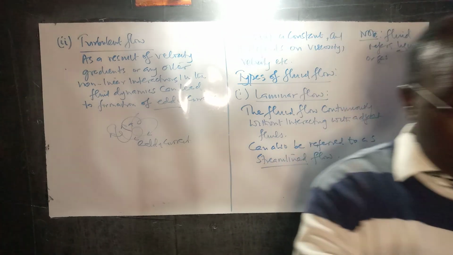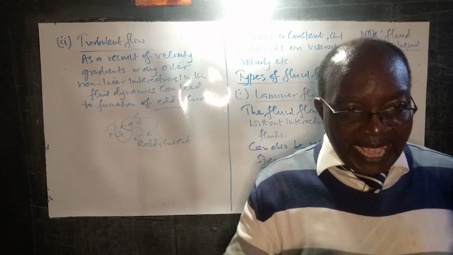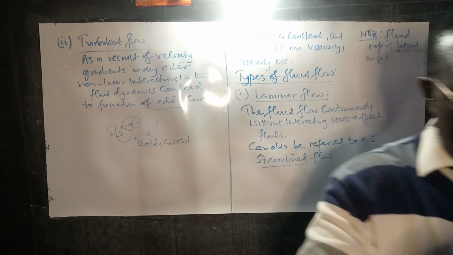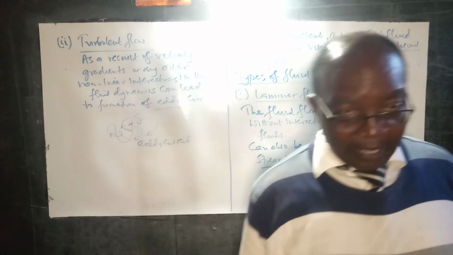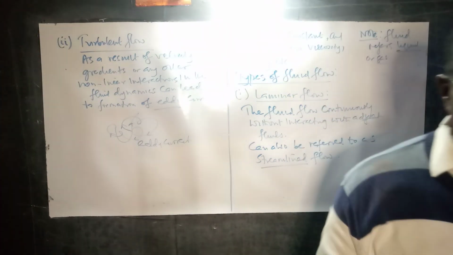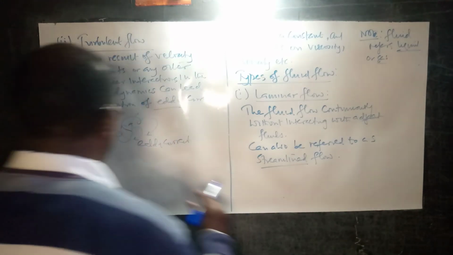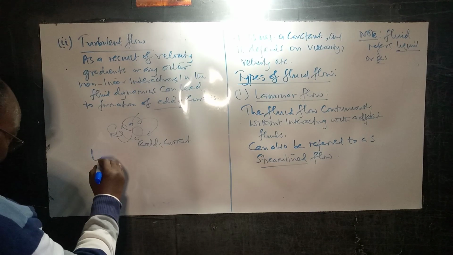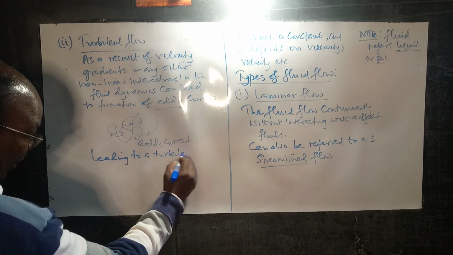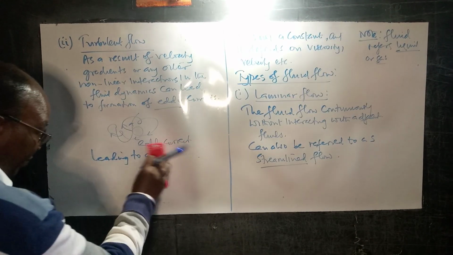Remember we said the laminar flow, the fluid is flowing continuously without interacting with any adjacent fluids. But then as it traverses much longer distances, then there could develop velocity gradients within the fluid itself, or any other non-linear interactions within the fluid itself, and this can lead to a turbulent flow. Leading to turbulence. Let's just leave it as turbulence.